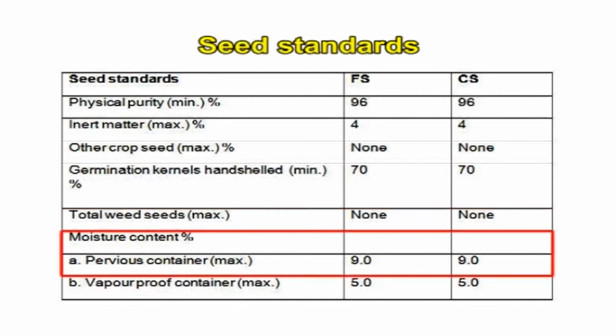The moisture content in case of pervious container for foundation and certified seed production is 9%. For vapor proof container it should be 5% for both the foundation seed production and certified seed production.